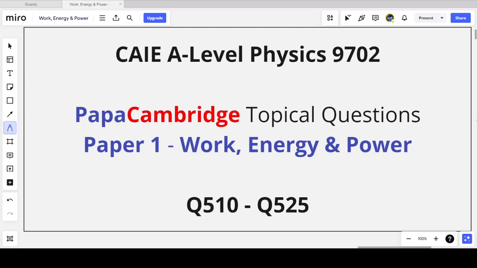But today we're going to work on questions 510 to 525 on the topic of work, energy, and power. And if you just began your A-level journey, then you may have just been introduced to work, energy, and power. But these are concepts that we study throughout our journey in physics.